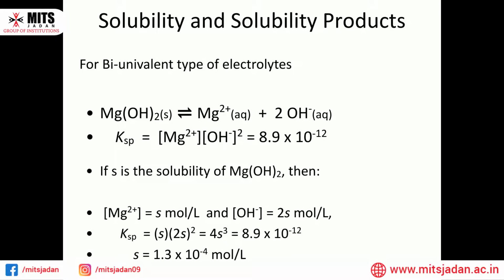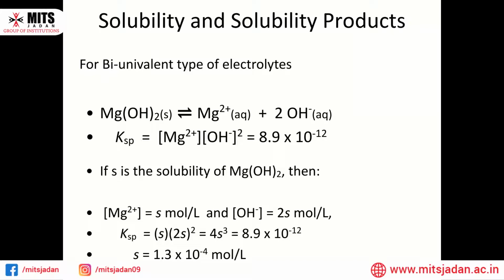Now come to the next example for bi-univalent type of electrolytes. Here we consider magnesium hydroxide as a bi-univalent type of electrolyte because the oxidation number of magnesium ion is 2 and hydroxyl ion is only 1. Magnesium hydroxide is a solid and when it dissociates, it gives 1 magnesium ion and 2 hydroxyl ions in the aqueous solution. Since the Ksp is the product of ionic concentrations at equilibrium condition, it can be written as follows, and the value of Ksp is 8.9 into 10 to the power minus 12.